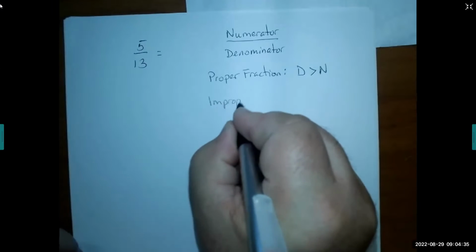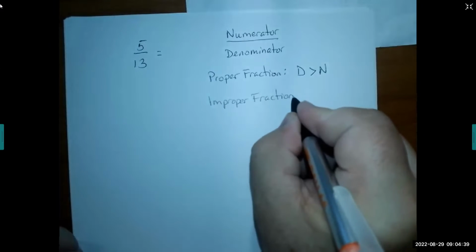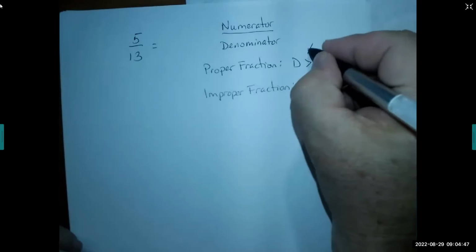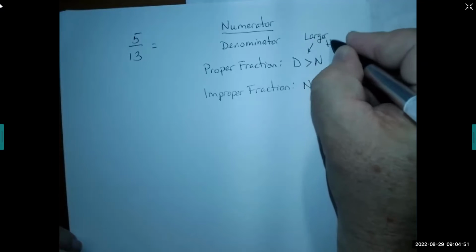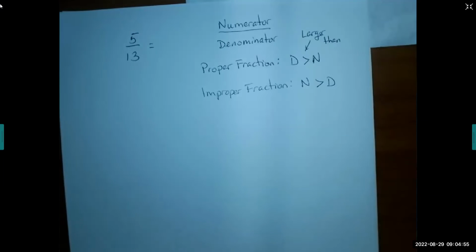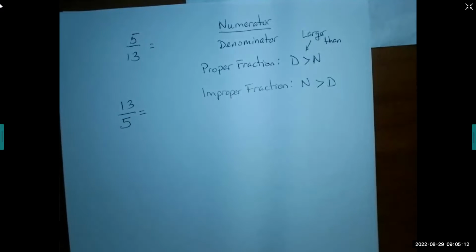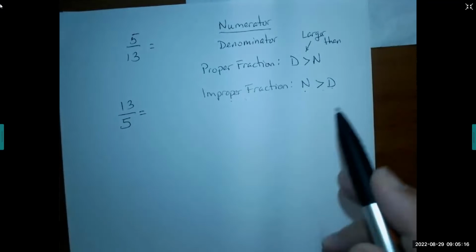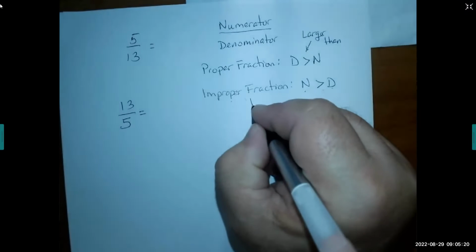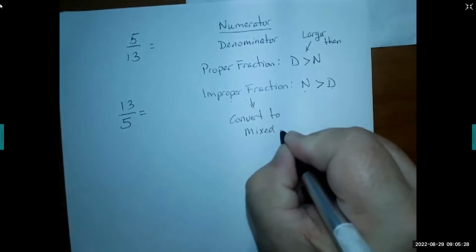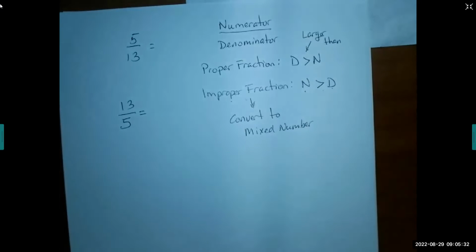And improper fractions is when the numerator is bigger than the denominator. That symbol means larger than. How about that one? Yeah, the top number is bigger than the bottom, so it's an improper fraction. Improper fractions convert to mixed numbers.